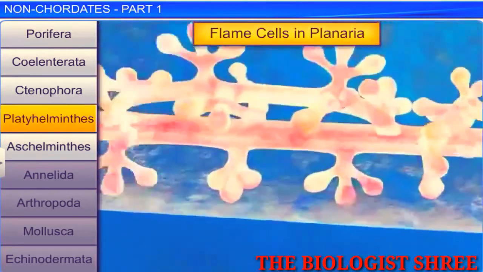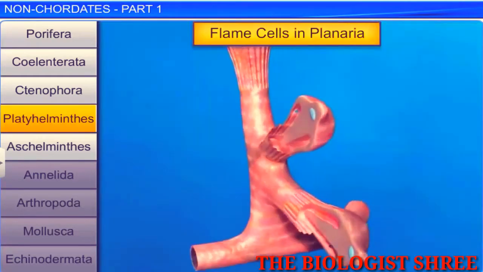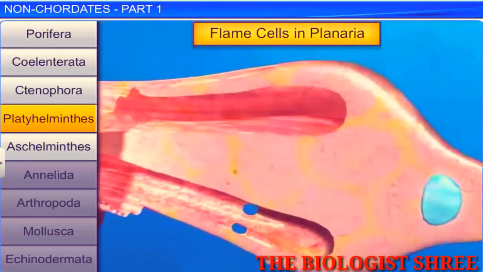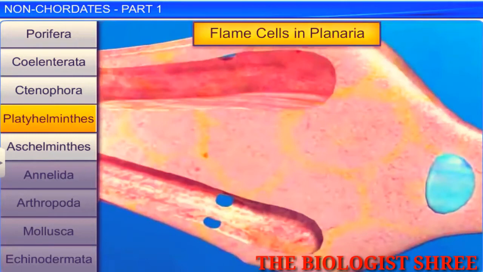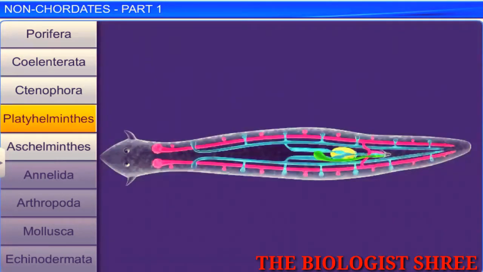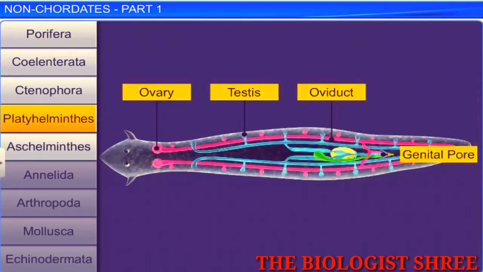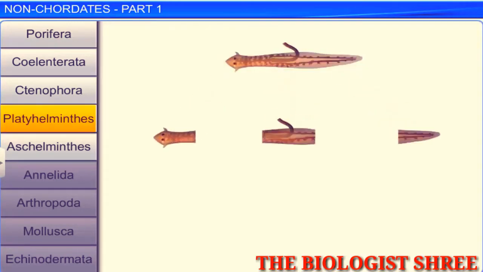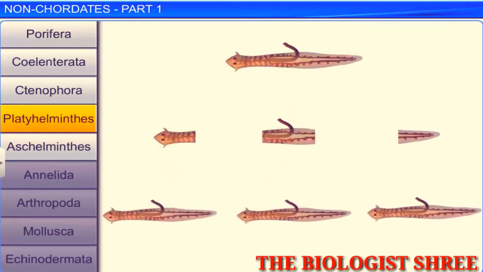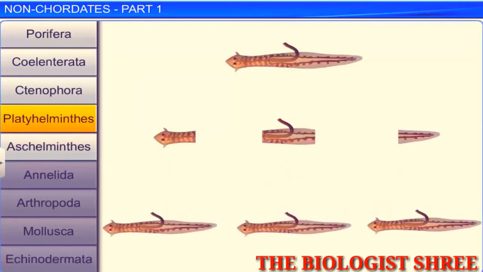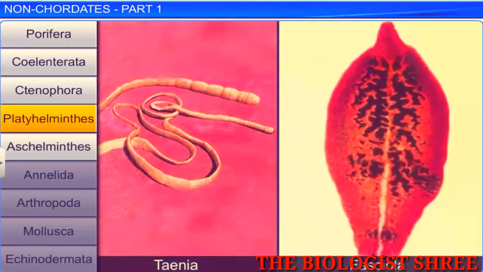Flatworms have specialized cells called flame cells, which help in osmoregulation and excretion. The members are hermaphrodite. Fertilization is internal and development is through many larval stages. Some members like Planaria possess high regeneration capacity. Taenia and Fasciola are some common flatworms.